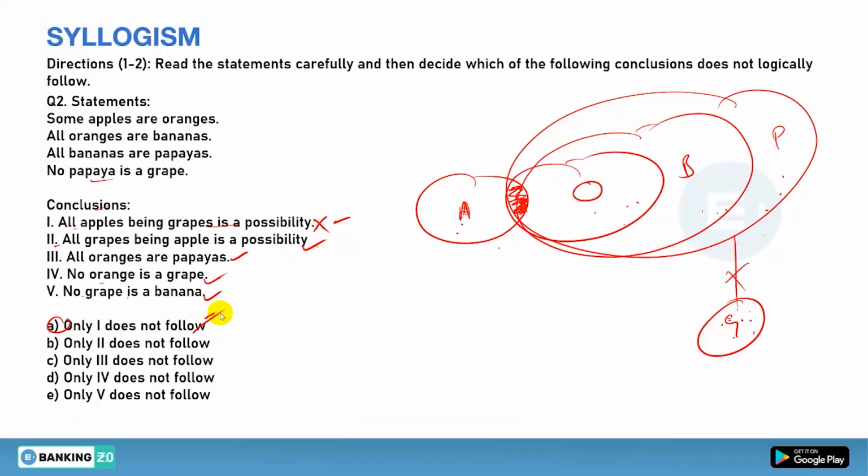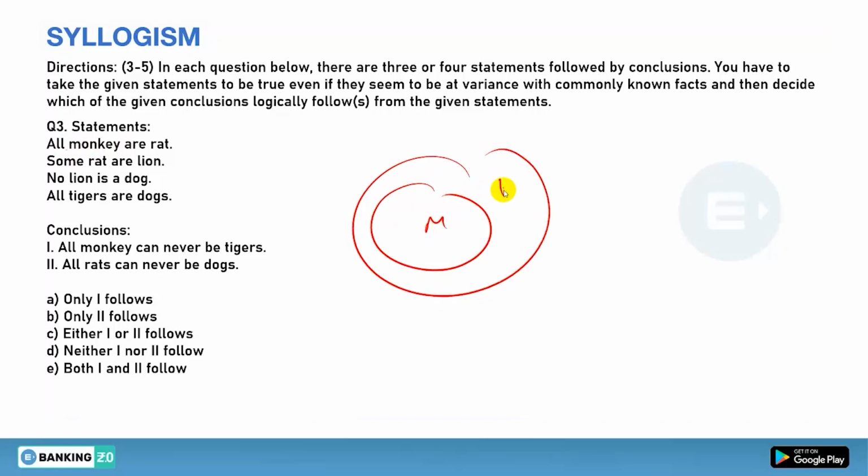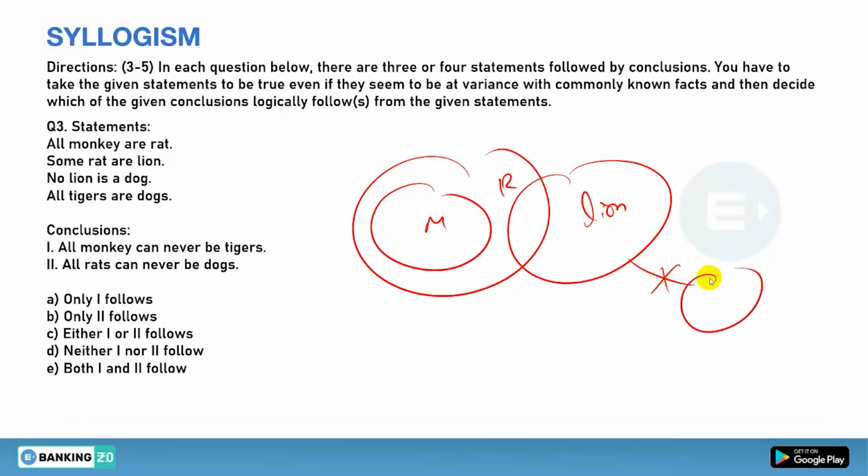Clear or not? Done. Okay, now we will see the next question, questions 3 to 5, where we have to find which logically follows. All monkeys are rats, some rats are lions, no lion is dog, and all tigers are dogs. Done. Now conclusion 1: all monkeys can never be tigers. Can never actually means definite.